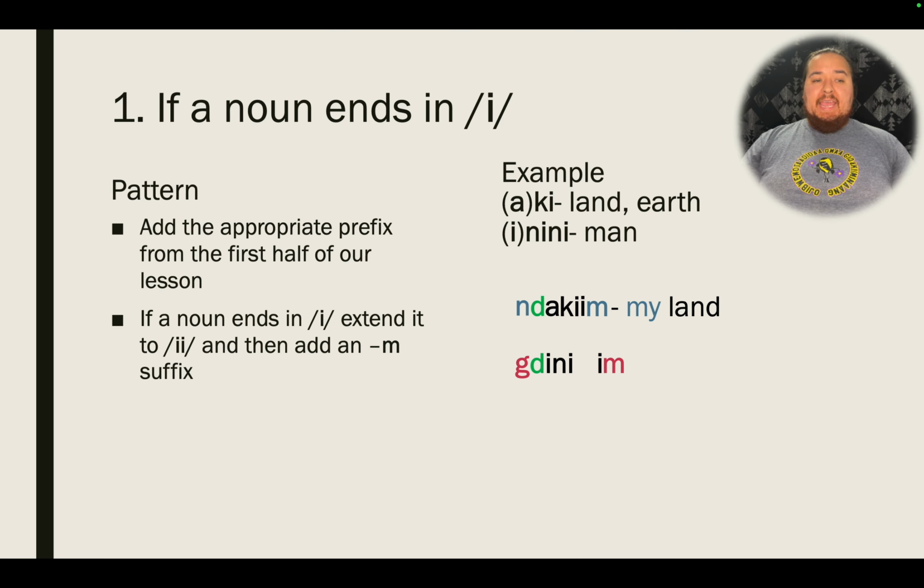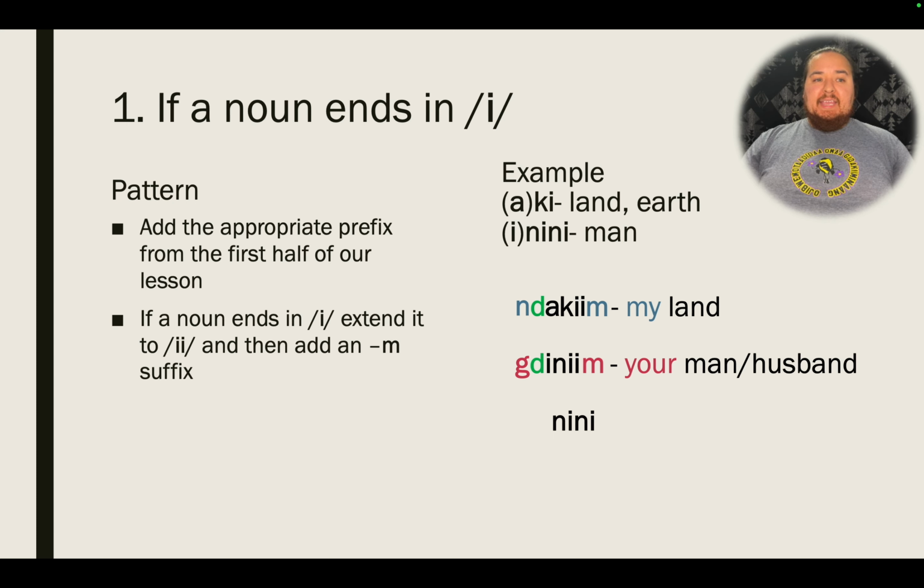So we get rid of an NI sound. This is called haplology in linguistics. Haplology is when you have a recurring syllable and you get rid of one of them to reduce the length of the word. So this is how we go from nene for man to gidinim for your man or husband.